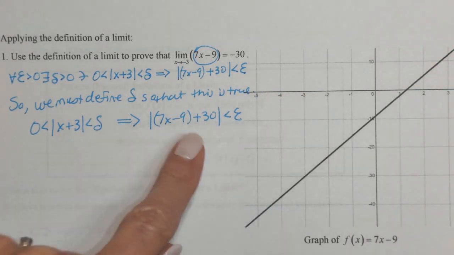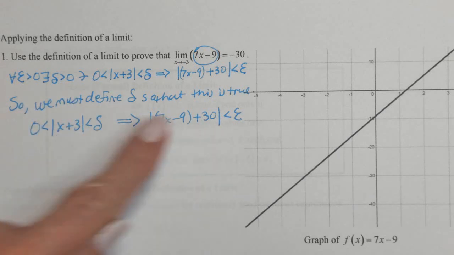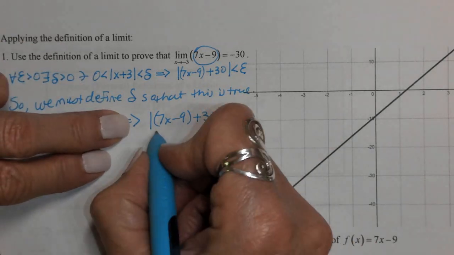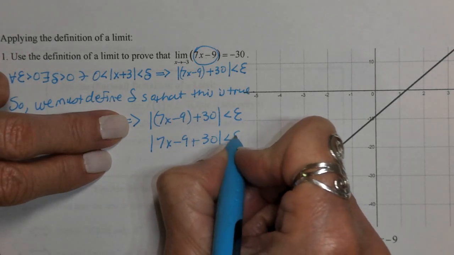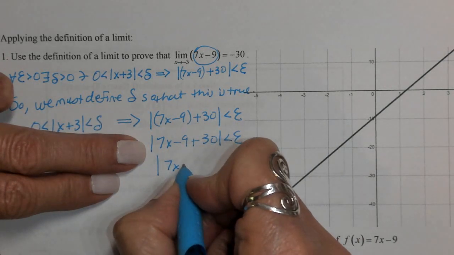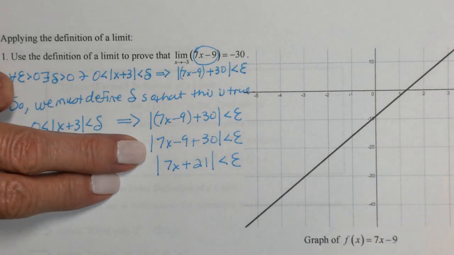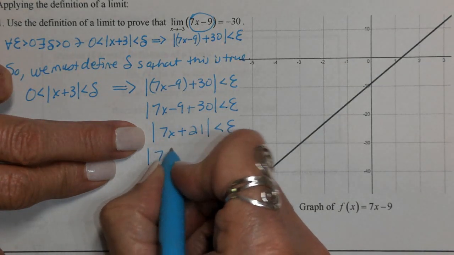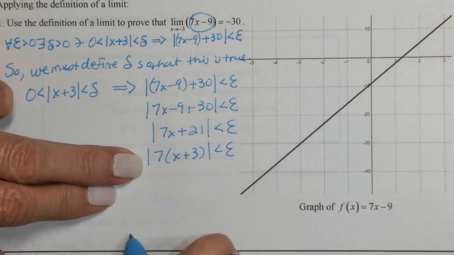So what I'm going to do is focus on this side, and hopefully I can define my delta. Let's clean this thing up. We have 7x minus 9 plus 30. I can remove those parentheses easily. And then I have the absolute value of 7x plus 21 is less than epsilon. Okay. I'm going to factor out a 7. If I factor out a 7, I get 7 times x plus 3.